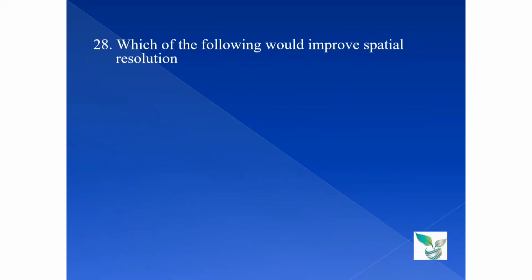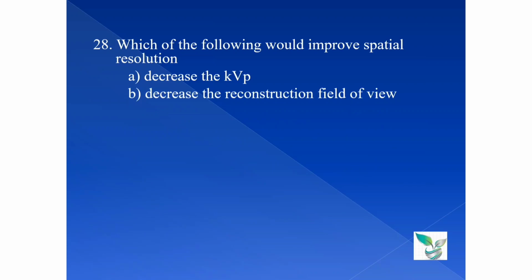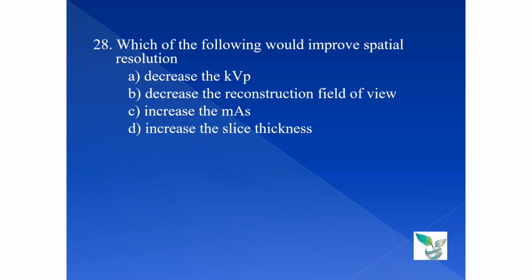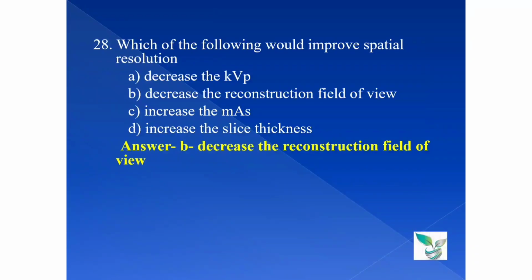Moving on to the next question, question number 28. Which of the following would improve spatial resolution? Option A, decrease the KVP. Option B, decrease the reconstruction field of view. Option C, increase the mAs. And option D is increase the slice thickness. The answer is option B, decrease the reconstruction field of view will improve the spatial resolution.